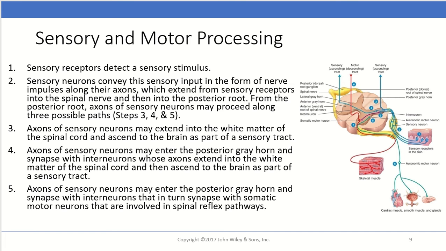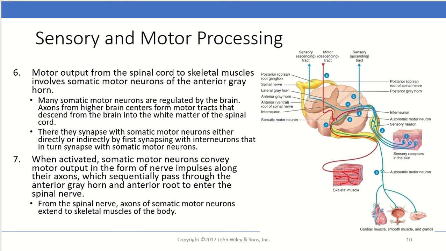And then our third possible path is that the axons of sensory neurons may enter that posterior gray horn and synapse with interneurons that in turn synapse with somatic motor neurons that are involved in spinal reflex pathways, which we'll talk a little bit more about later in this lecture.